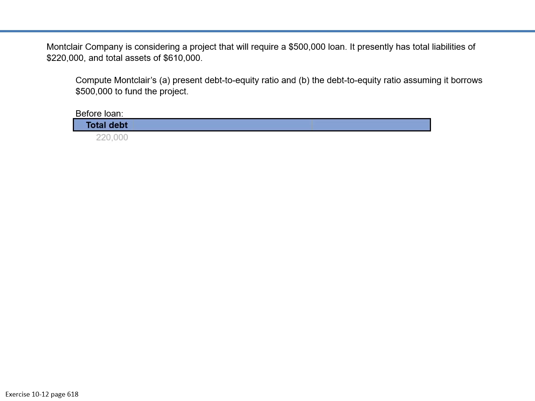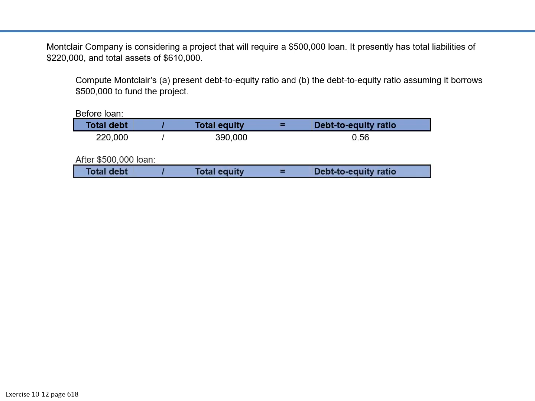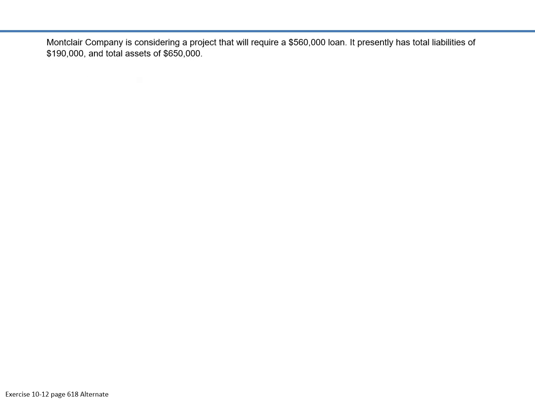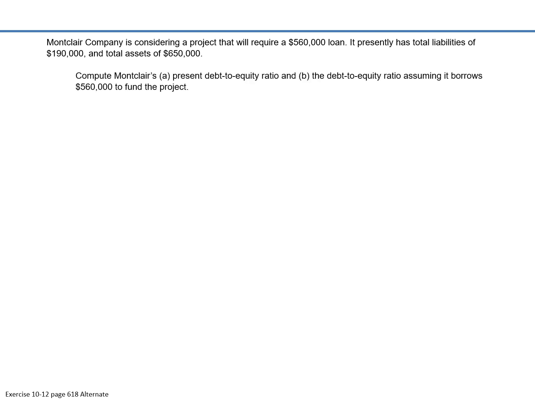So before the loan, total debt was 220 divided by total equity of 390, which means they have a debt to equity ratio of 0.56. After the loan, we've got total debt of 220 plus 500,000. So 720 divided by total equity of 390, they have a debt to equity ratio of 1.85. Right, same problem here. Why don't you take a minute, see if you can solve the two debt to equity ratios. And when you're finished, resume the recording and we will go through the answers.